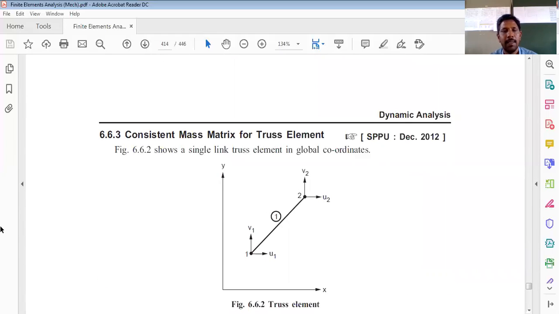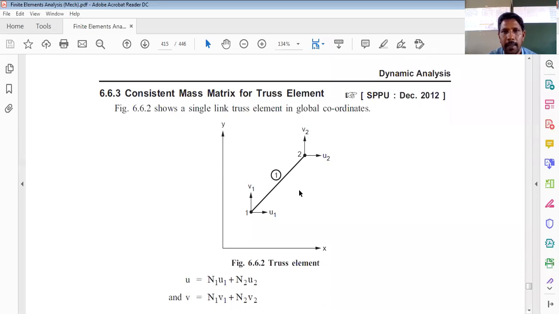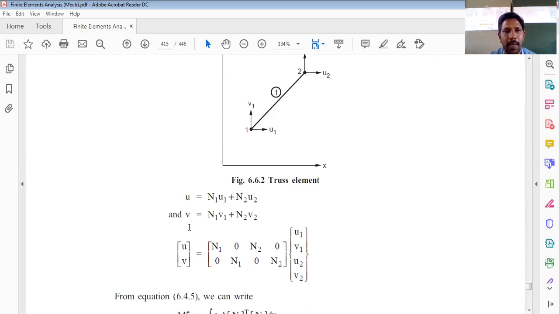Similarly, we can have the consistent and lumped mass matrix for a truss element. For the consistent mass matrix, I have considered a truss element between two nodes, and the displacements are U1, V1, U2, V2. The U and V displacements correspond to X and Y. By the definition of shape functions, we can write U as N1 U1 plus N2 U2, and V also as N1 V1 plus N2 V2.